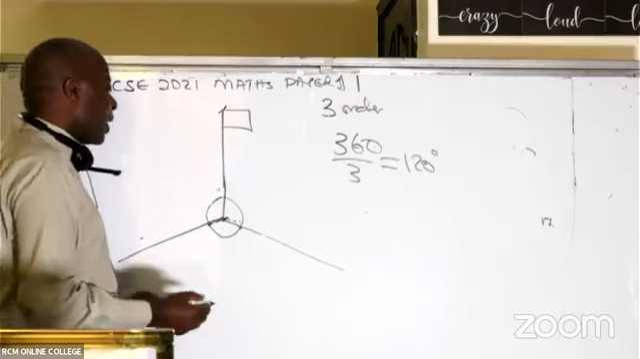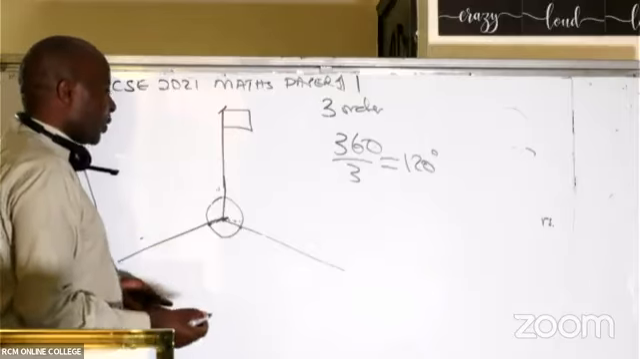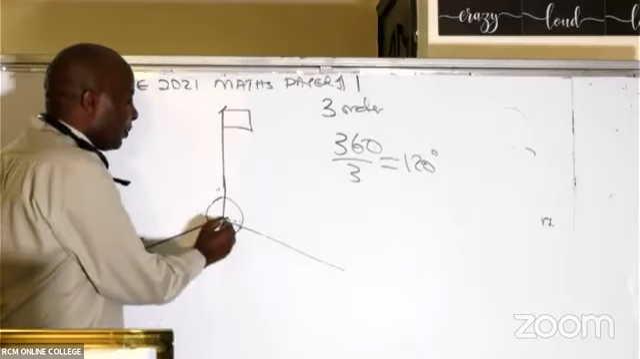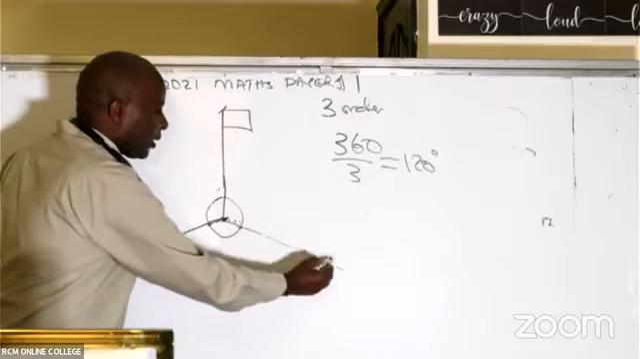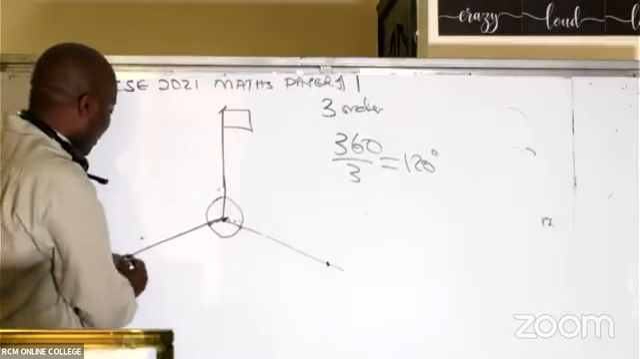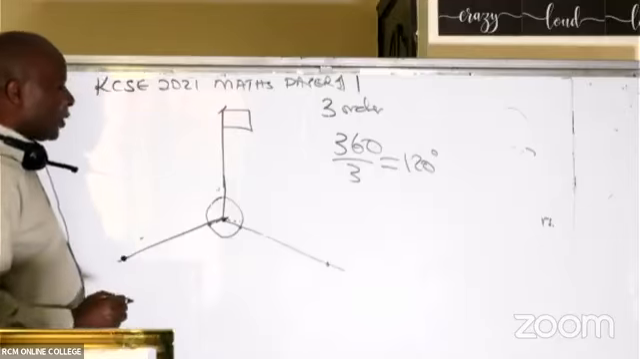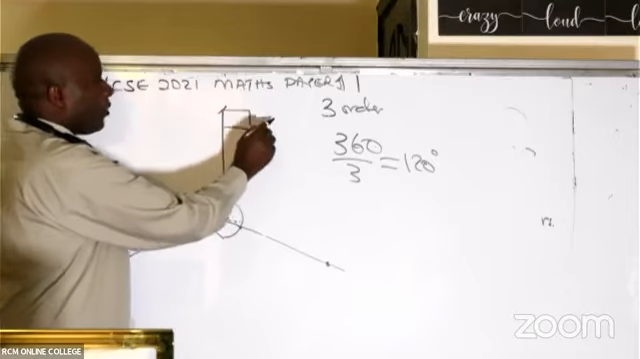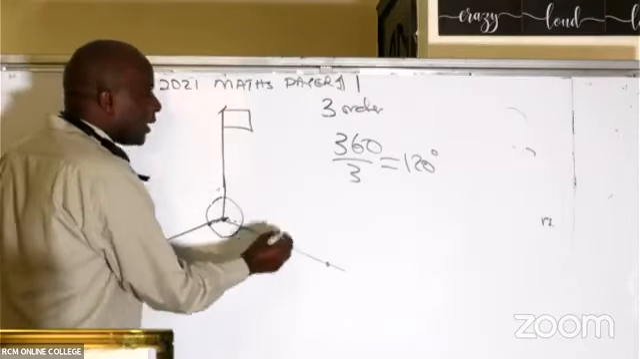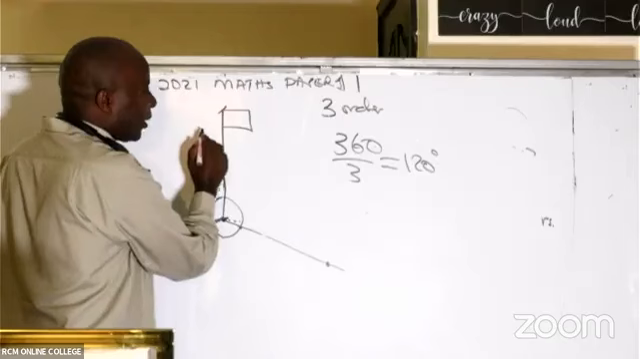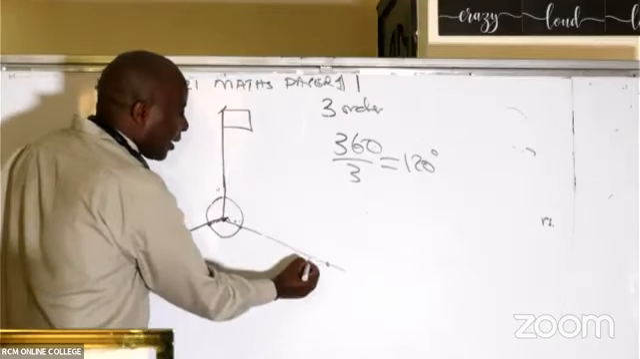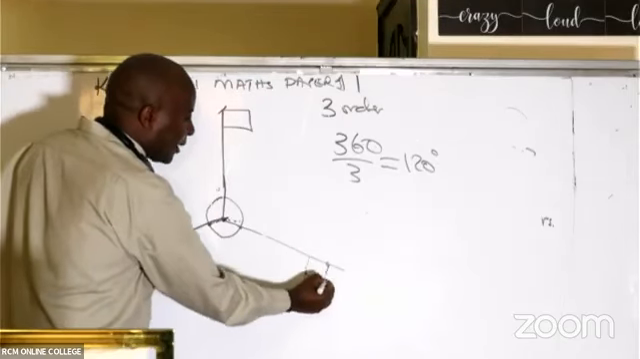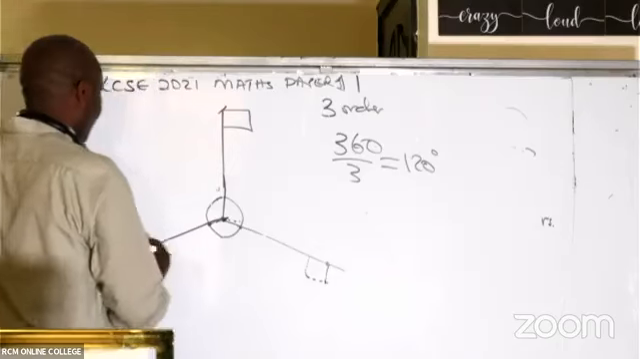Assuming that we are talking of, say, 5 centimeters, I'll ensure that my two lines are 5 centimeters up to here. Both of them must be the same. All right? And then even the flag itself must be the same size. So you have to be very, very keen here.